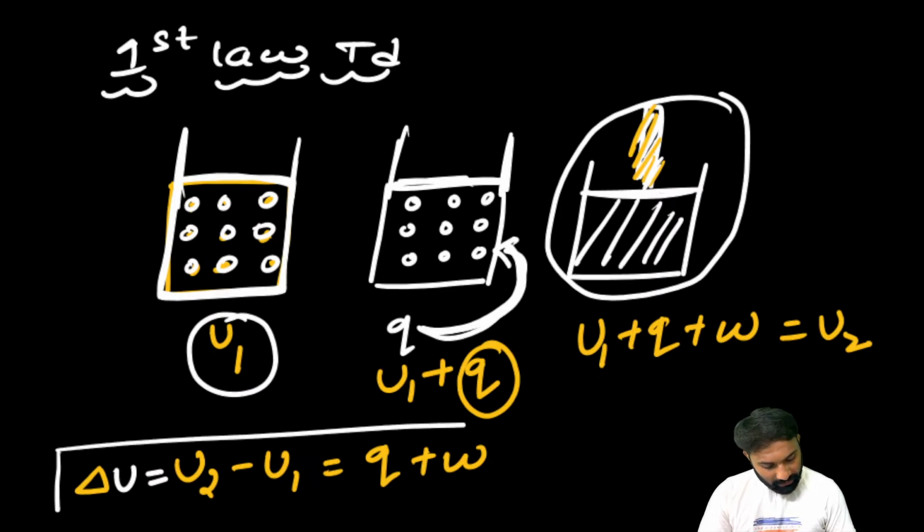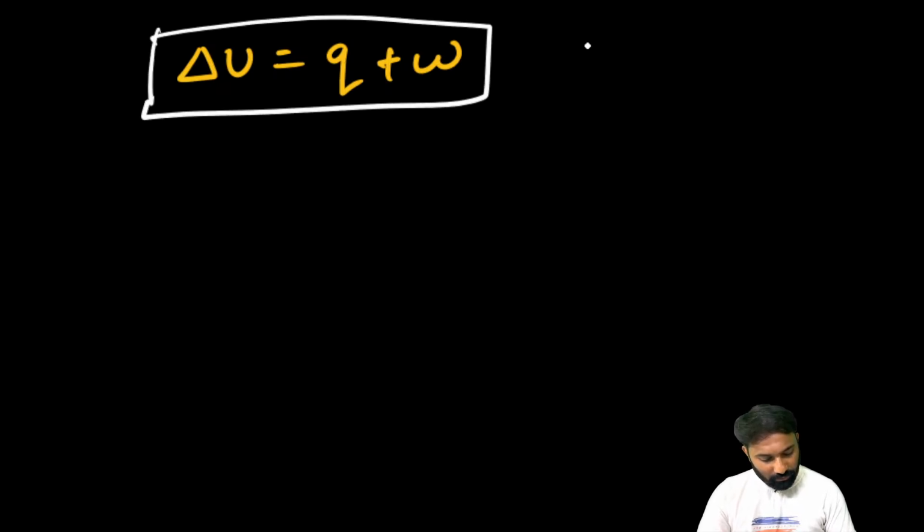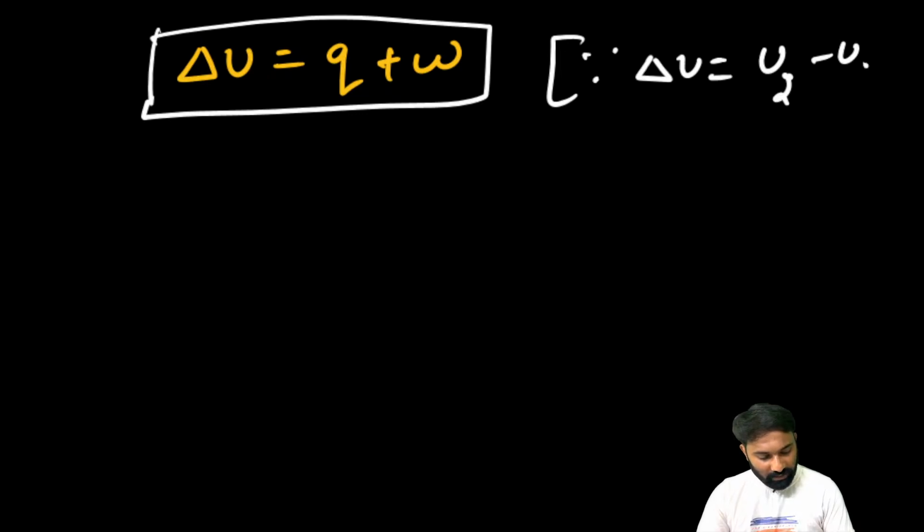So by this we got the first law of thermodynamics formula. What is it saying? Delta U is equal to Q plus W. This is the first law of thermodynamics formula. Here delta U is equal to U2 minus U1, final internal energy minus initial internal energy. In this manner we got the first law of thermodynamics formula, and it will play a very crucial role.